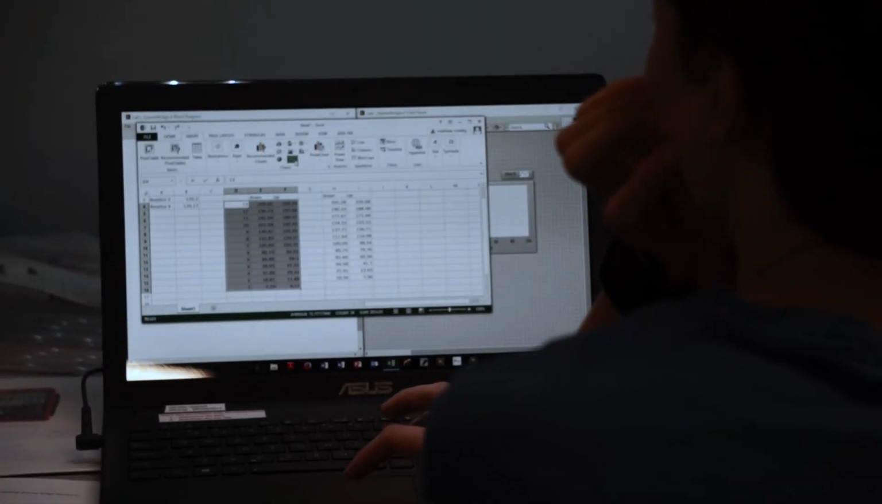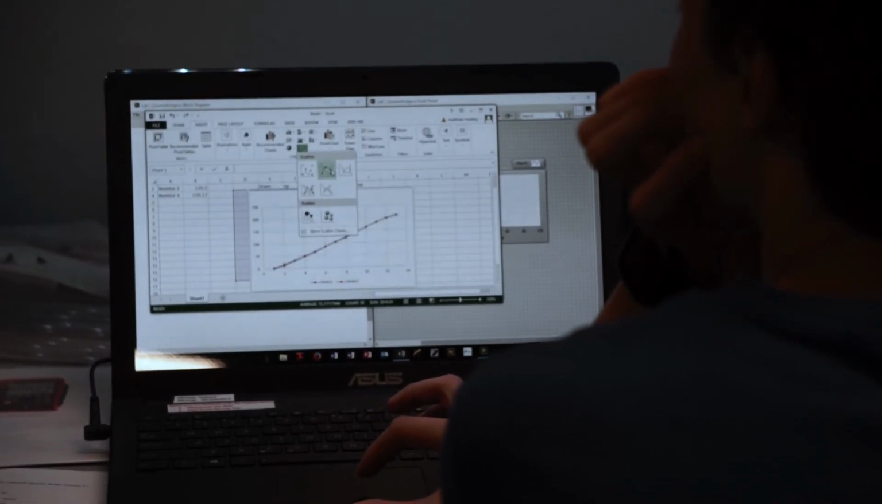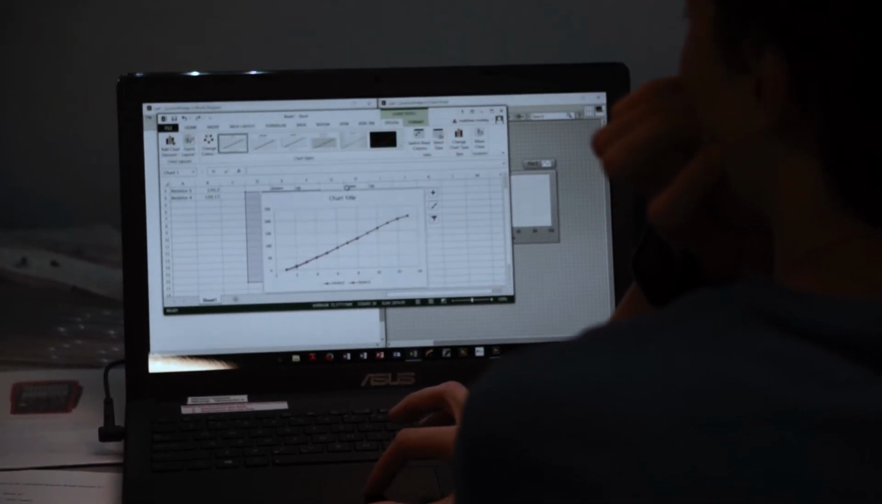We then graphed our data to ensure our test resulted in a roughly linear trend for both increasing and decreasing resistances.